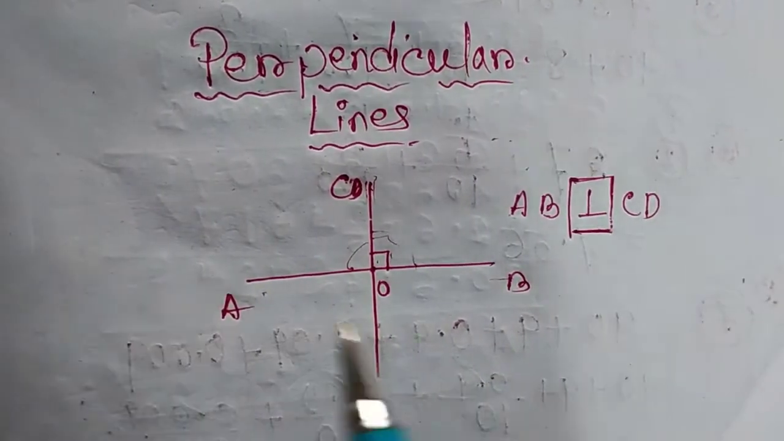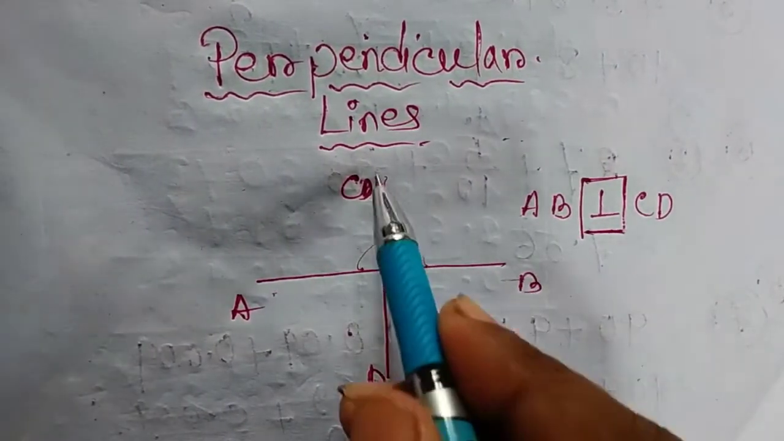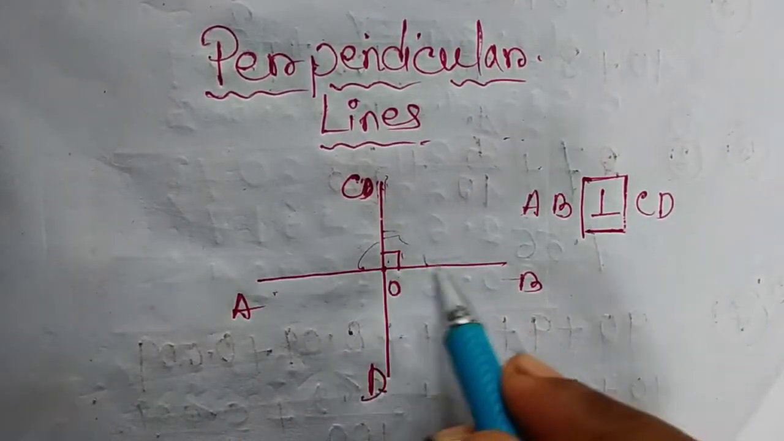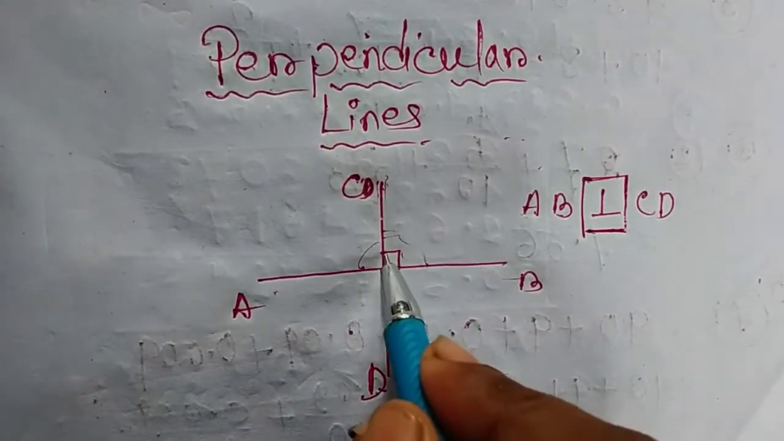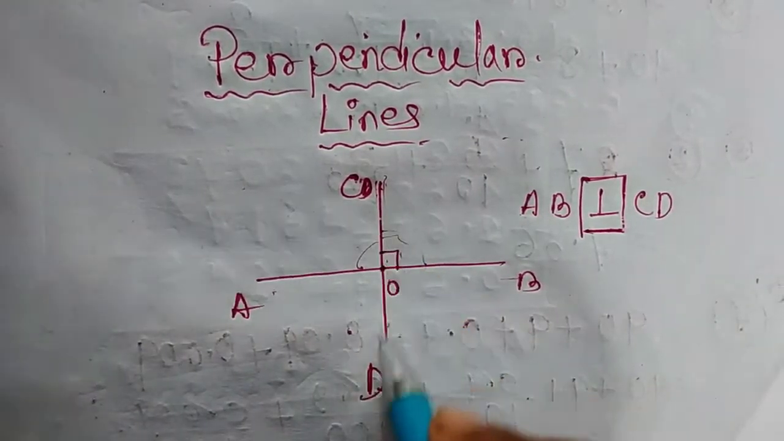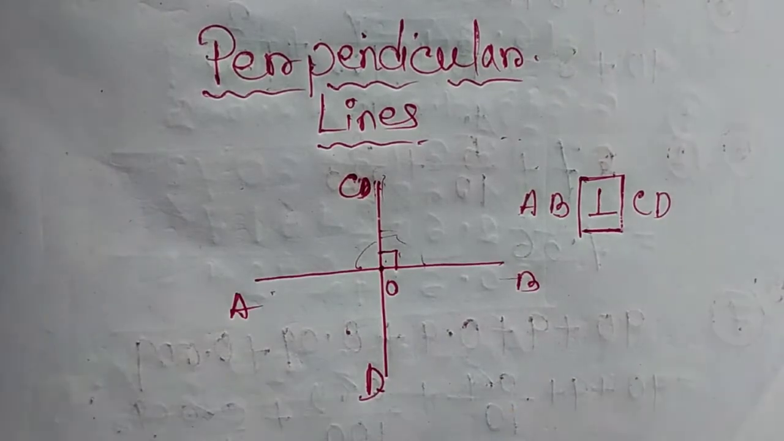What is a perpendicular line? Think that AB and CD are two lines and they intersect at point O at a right angle. Is this a right angle? Yes, so these two lines are perpendicular to each other.